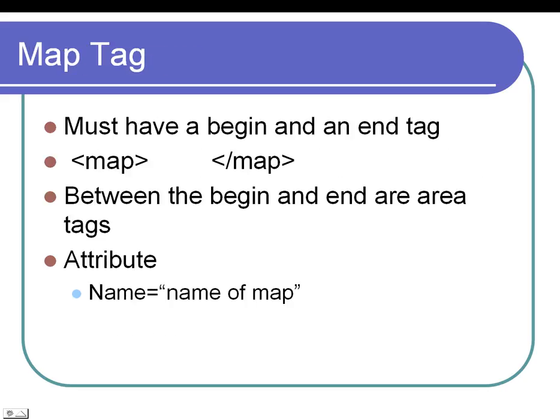The first thing we have to look at is the map tag itself. It must have a begin and end. In between the begin and end tags, we have the area tags, which we'll get to in a minute. In the beginning map tag, right up in this region right here, we put a name, the name of our map. Now this is important because we have to refer to it later. So it's an attribute put right in the map tag there. Okay?